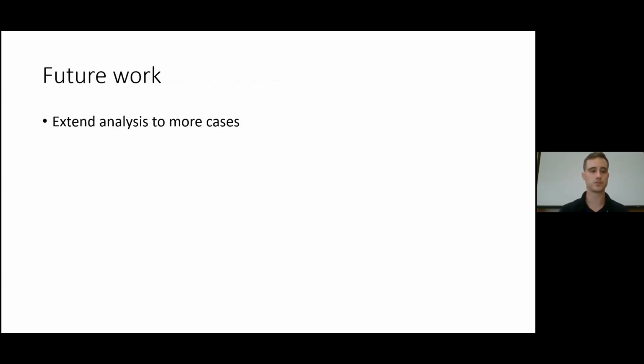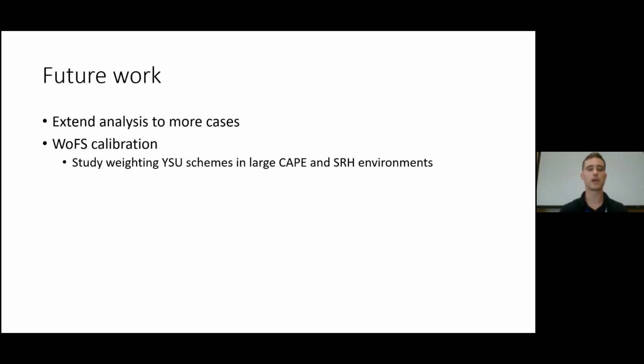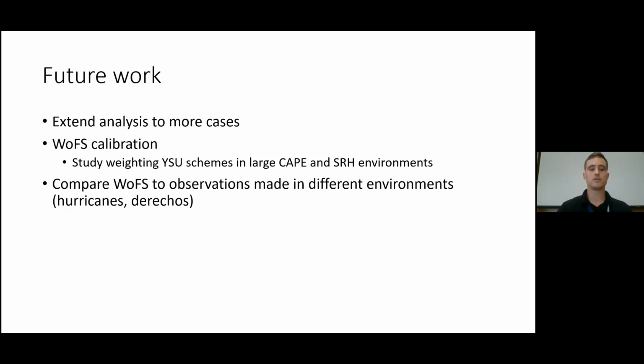Okay, so for future work, extend analysis to more cases. There are more cases available for TORUS2019, and TORUS actually plans on going out in 2021, hopefully. And so there will be more cases to analyze and perform this same analysis on. It'd be interesting to go ahead and calibrate WoFS a bit, weight some members versus others, and look at the forecasts to see if perhaps they're a bit more accurate or closer to the observed quantities. And also compare WoFS to observations made in different environments.